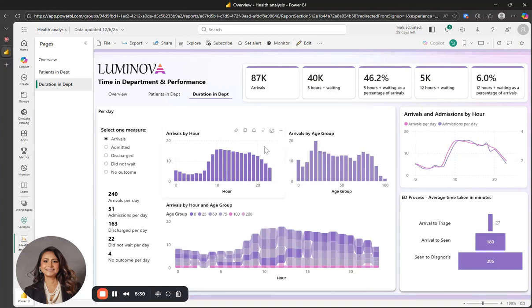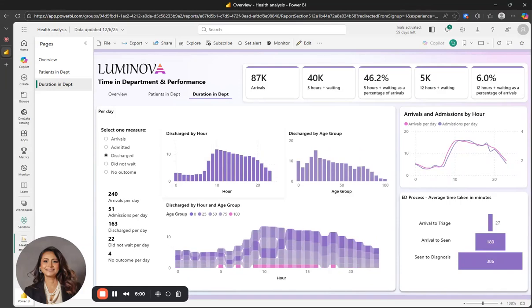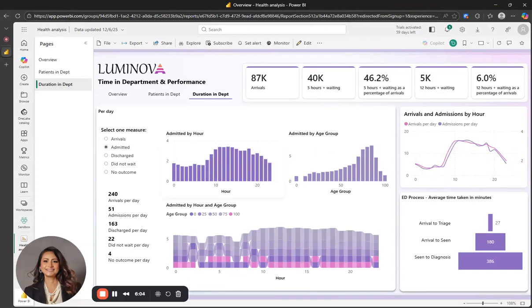On the left, we provide interactive control through a selectable measure parameter. Users can switch between arrivals, admissions, discharges, did not wait, and no outcome. Selecting any category refreshes the visuals, enabling targeted exploration within specific patient cohorts.